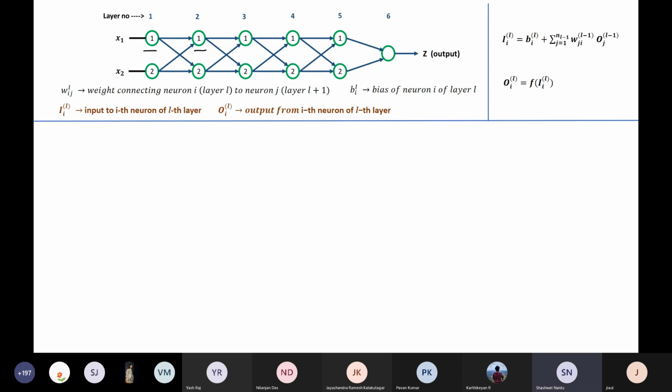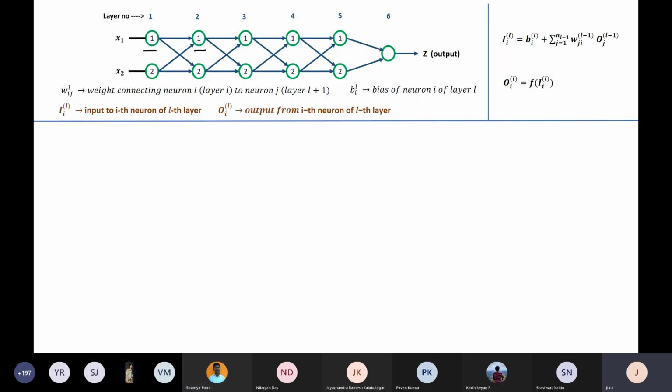Yes, sir, it's 27. It's 27 because there are 18 weights, right? From layer 1 to layer 2, you have 4. Sir, like there are 5 input, starting input, won't it be a parameter? How can the input be a parameter? Inputs are basically known to you.